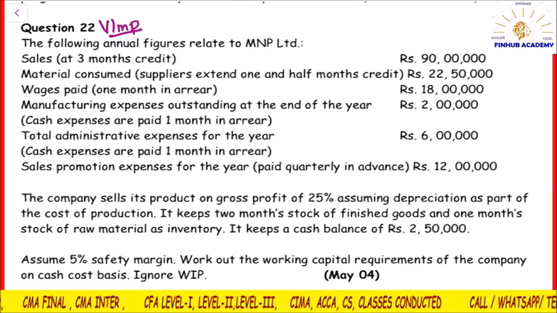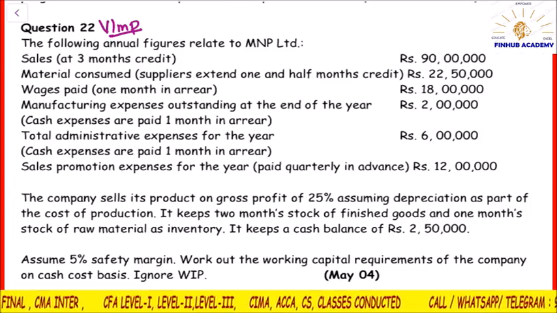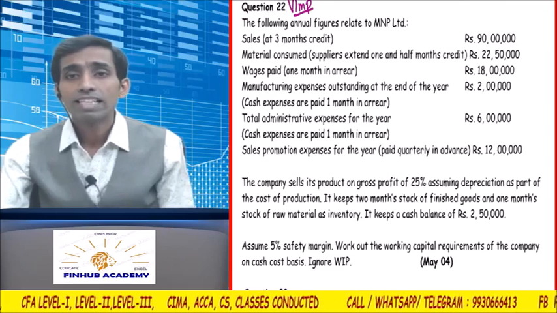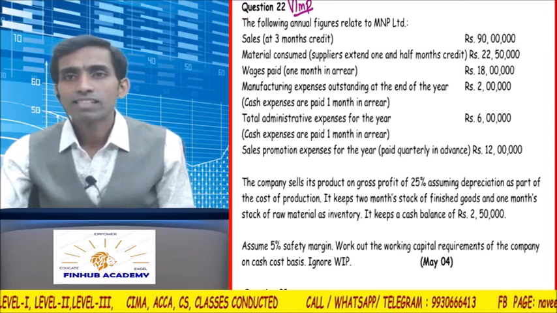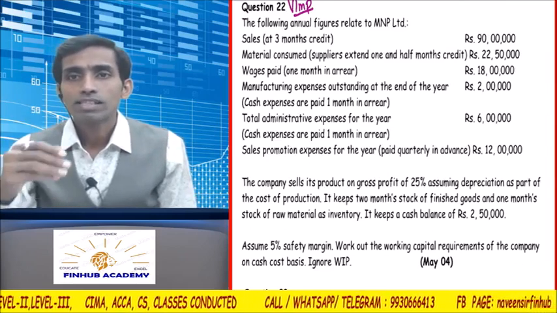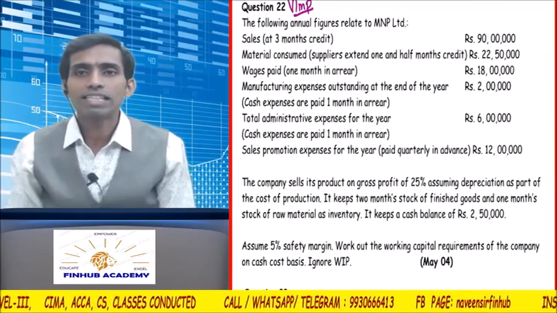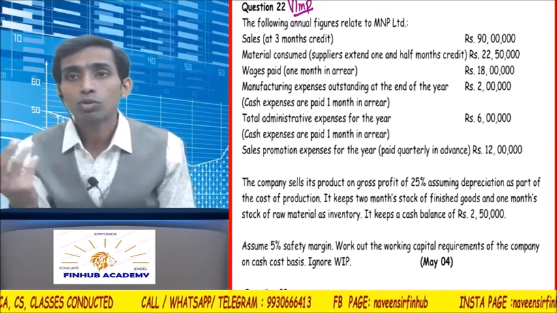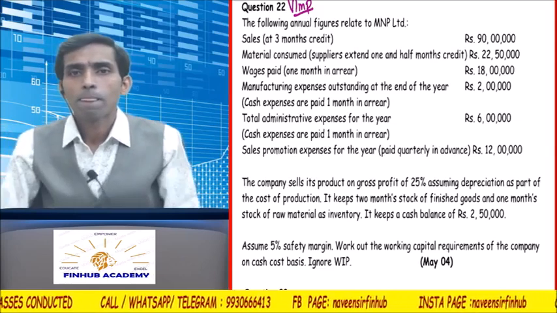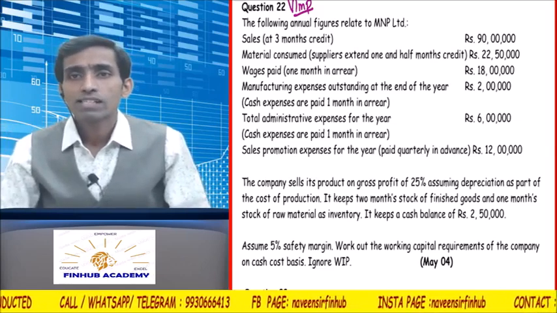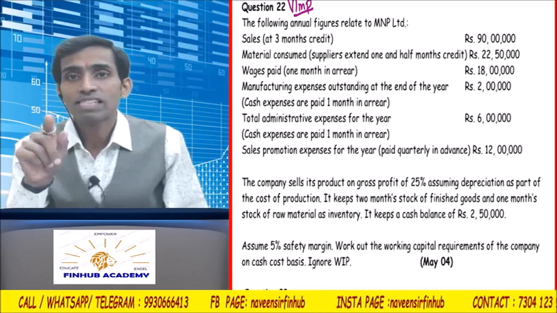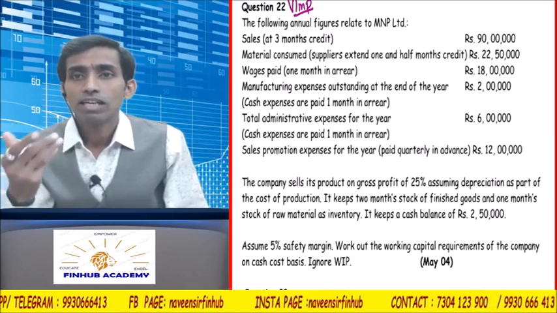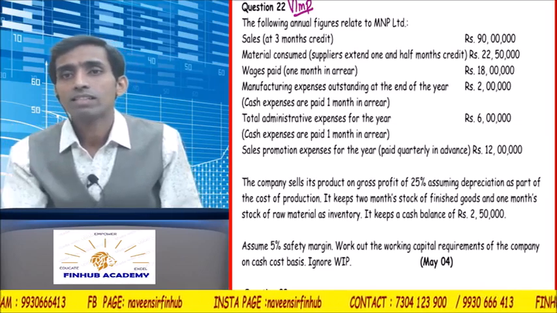Sales at 3 months credit. What does this mean? Where will you use this? Debtors. Material consumed: suppliers extend 1.5 months credit. Material consumed is given, and the supplier extends 1.5 months credit. Whose period is this? Creditors. Wages paid: don't take it for raw material. Wages paid 1 month in arrear, that is, 1 month of outstanding wages.